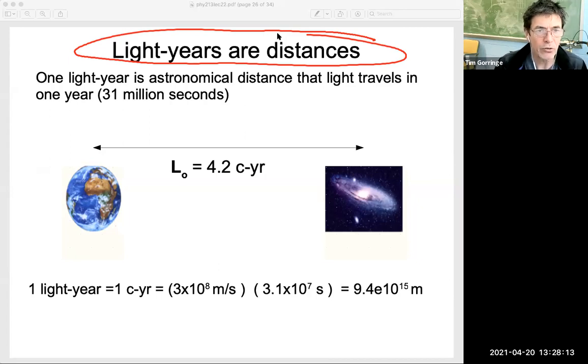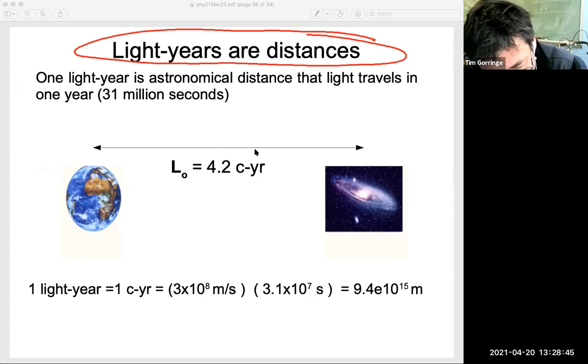You know, we don't use light years for everyday distances. If you were going to Louisville or you're going to New York, you're not going to say how many light years it is. But if you were traveling astronomical distances, then you would use light years because it's a much more natural length scale. So it's 4.2 light years to Alpha Centauri from our solar system.